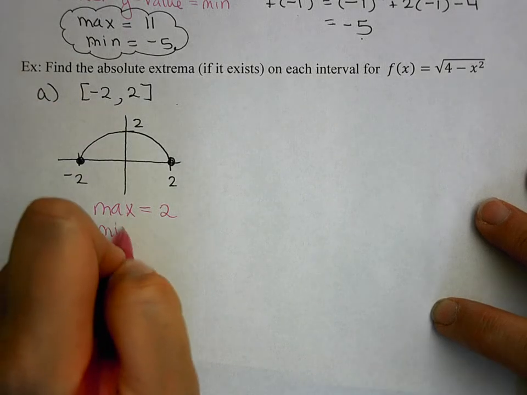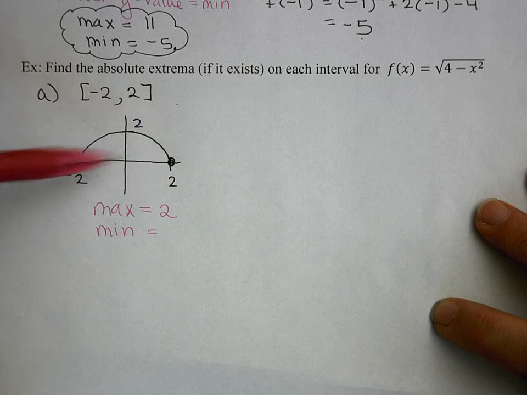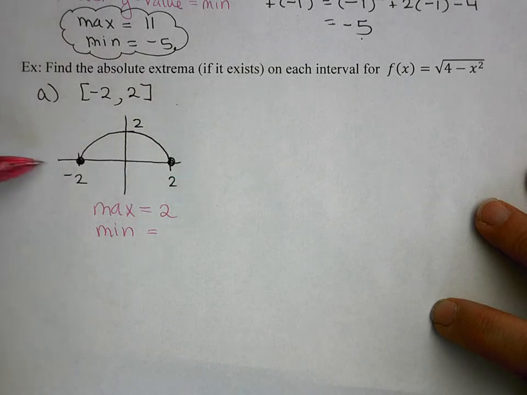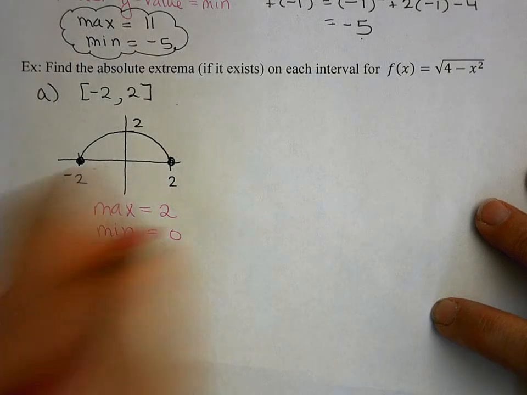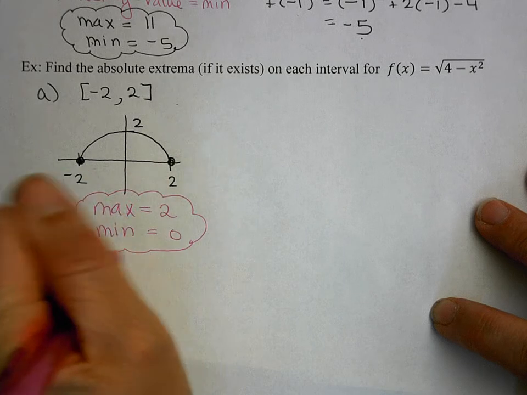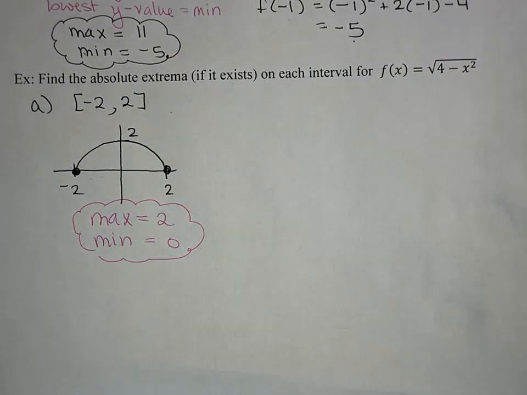So my min, where is the lowest? So the lowest is here and also here, right? So they're at the same y value, they're just at different x's. So where's the lowest? It's at 0, it doesn't go below 0. It occurs at 2 different places, but we don't care, right? We just care that its lowest value is 0, so its minimum would be 0. And one more here.